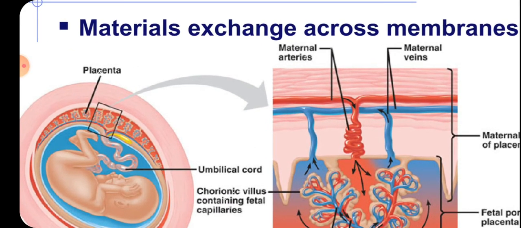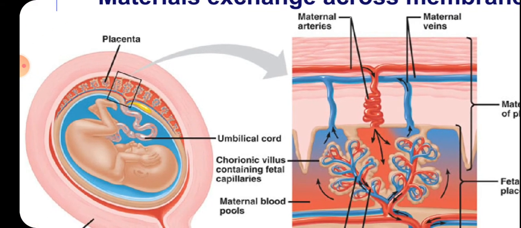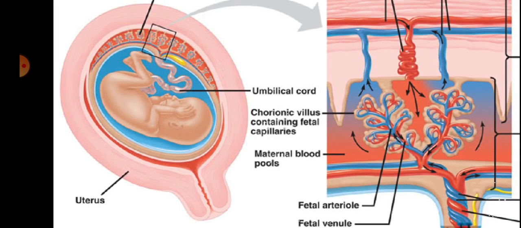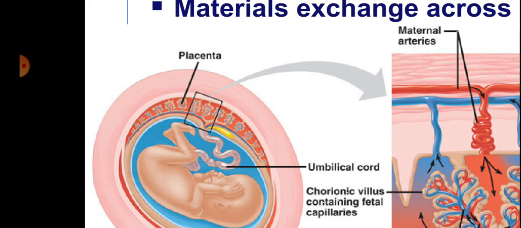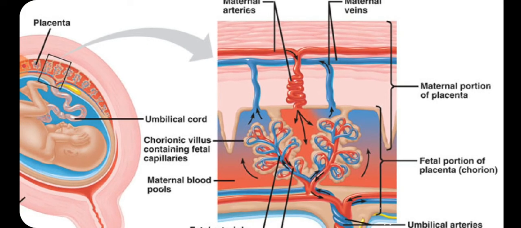Here you can see the placenta. Placenta is the place from where materials are exchanged across the membranes between the mother and the fetus. This is a developing fetus. You can see the umbilical cord, you can see the placenta, and you can see the uterus in which the fetus is developing. A small portion of the placenta has been cut open, and here you can see the maternal portion of the placenta and the fetal portion of the placenta, which is the chorion.